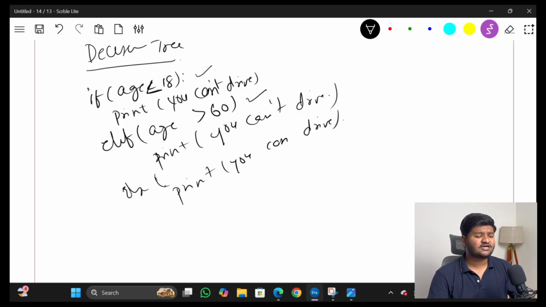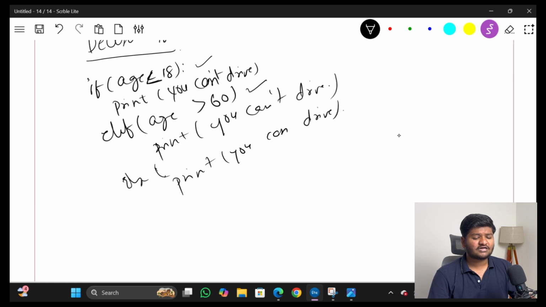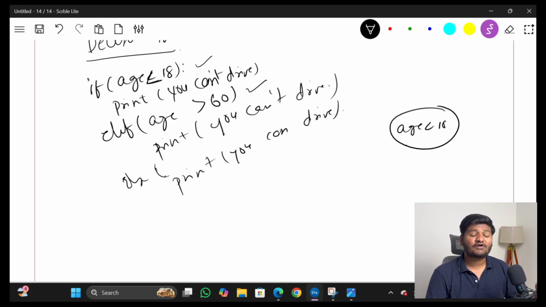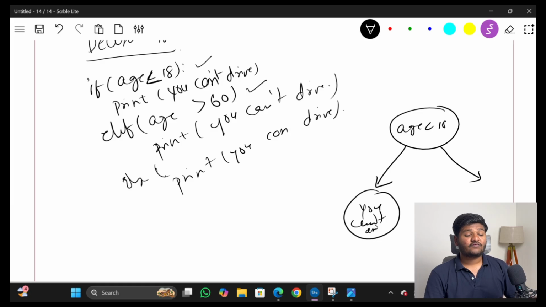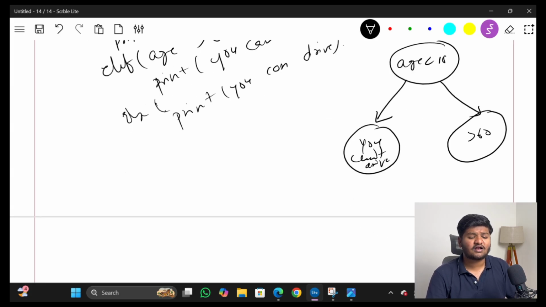Now how to build a decision tree using this? In the root node I'll have: is age less than 18? If yes, what will happen? If no, what will happen? If age is less than 18, yes, it will print you can't drive. If it is false, it will check if the age is greater than 60. Again it will divide into two things, yes and no. If it is yes, what is that? If it is no, what is this?